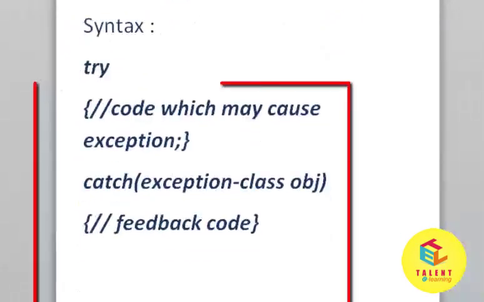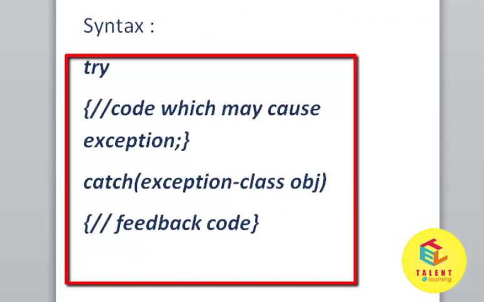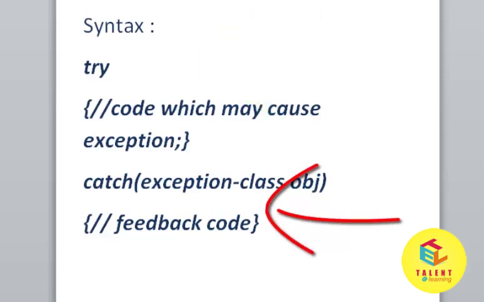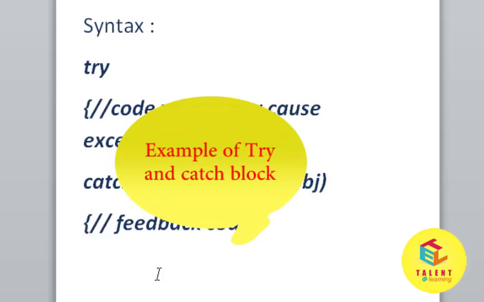Here is the syntax of try and catch block. In try block, there is code which may cause an exception. Catch takes a parameter as exception class and object. In its body, there is feedback code if any exception occurs. To clarify your idea about the try and catch block, let's take a look at an example.